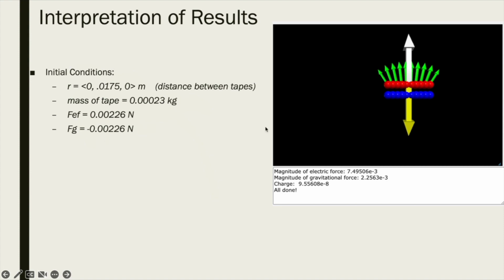As you see here, we see the arrows for E force and gravity, the white and yellow arrows. The yellow pointing down is gravity, white is the electric force. And then you see the red and the blue segments created to highlight the line charge along the entire piece of tape. After entering this into the model, we obtained the following values. The magnitude of the electric force was 7.49506 times 10 to the negative third newtons. The gravitational force, as mentioned, was 0.00226 newtons, and the total charge of the tape was found to be 9.55608 times 10 to the negative eighth coulombs.